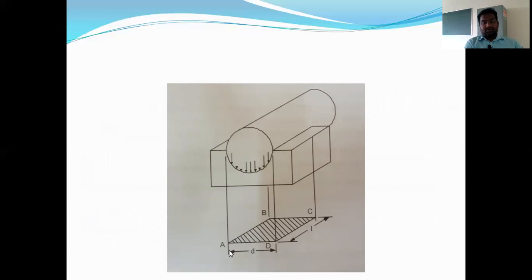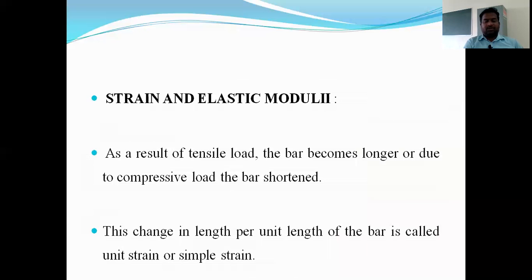So this is the D value and L value, diameter D and length L, right? Next, coming to the strain and elastic modulus, we know as a result of tensile load, the bar becomes longer, or due to compressive load, the bar shortens. Due to tensile load, the length may increase, and due to compressive load, the length may be shortened. So this change in length per unit length of the bar is called unit strain or simple strain.